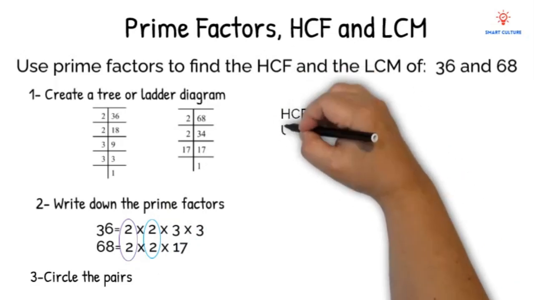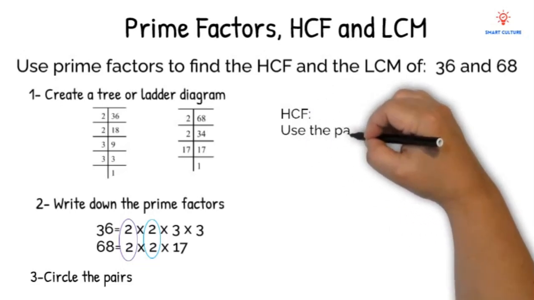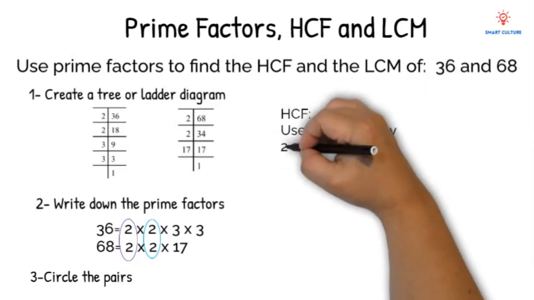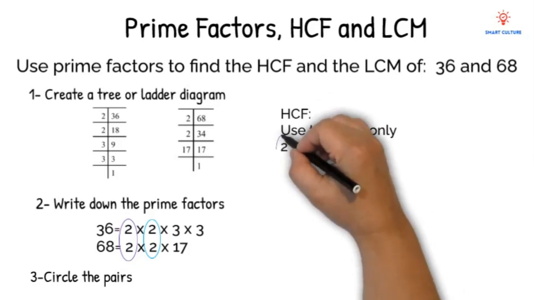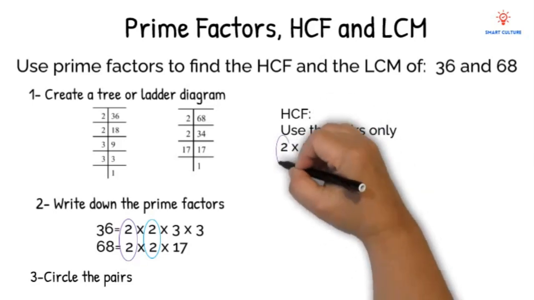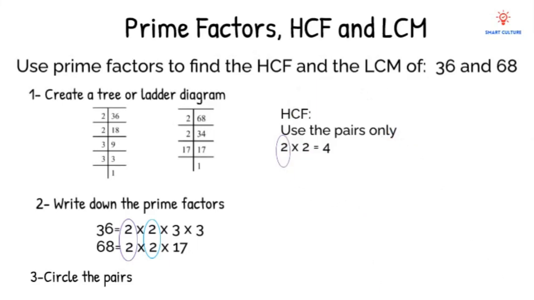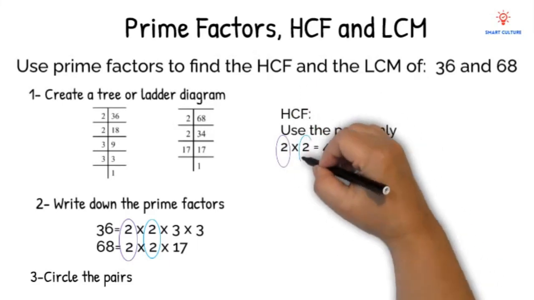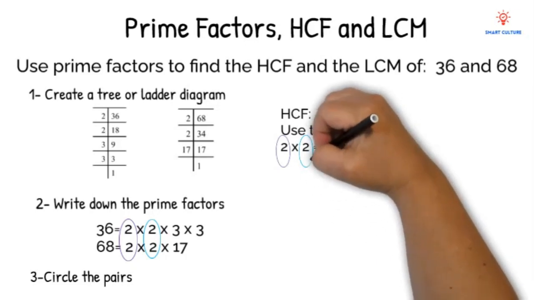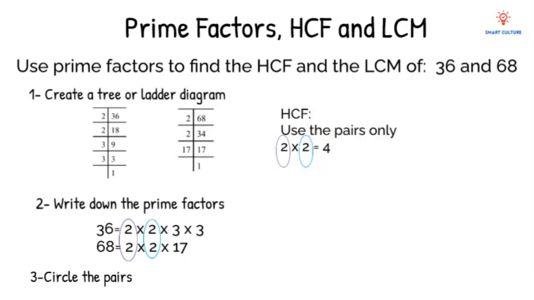Now, when we find the HCF, we use the pairs only. We have a purple pair and we have a blue pair, so we use one number from each. We use 1, 2 from the purple circle and we use 1, 2 from the blue circle and we times them together, giving us an HCF of 4.